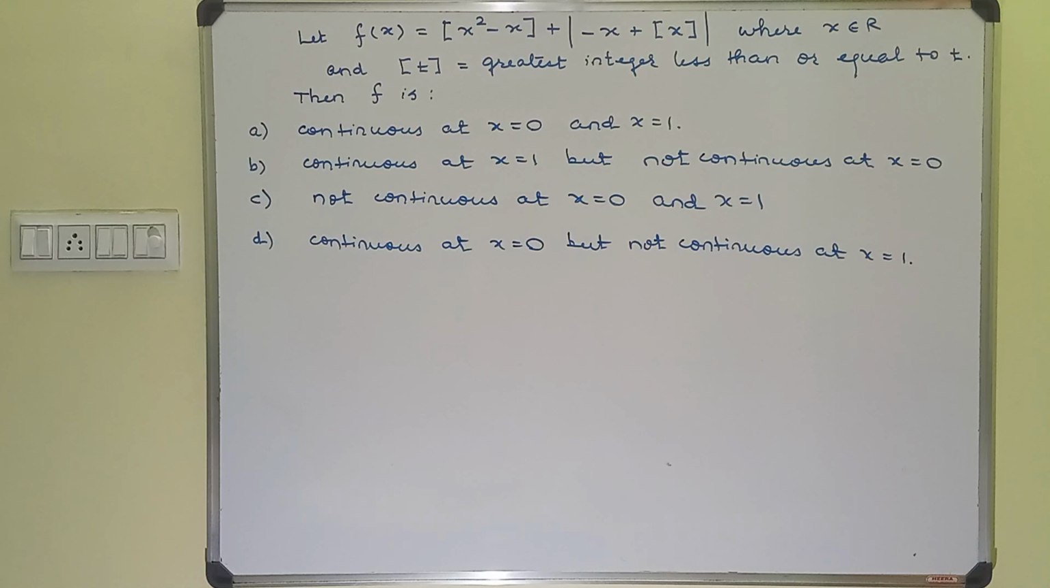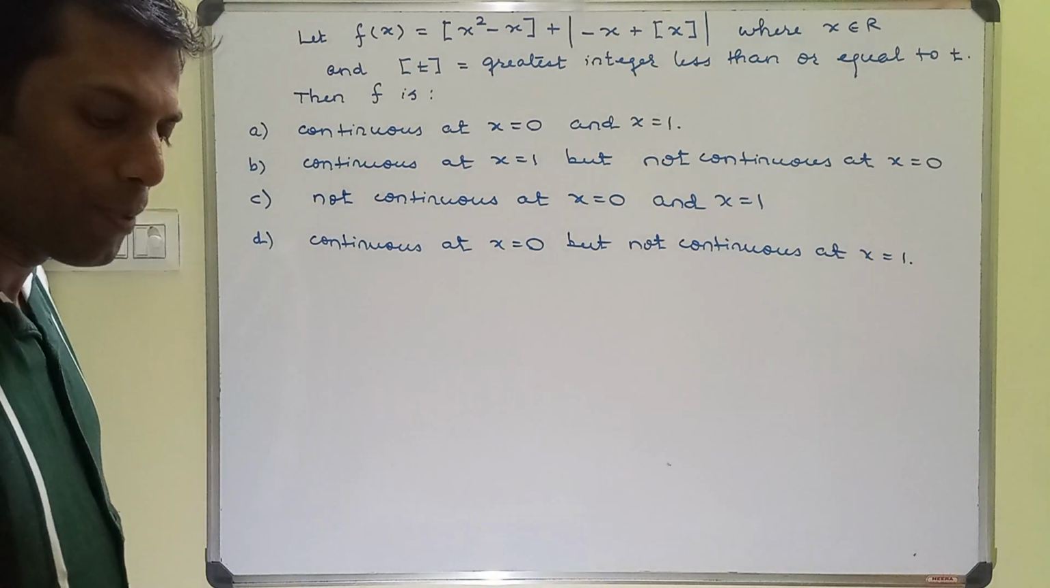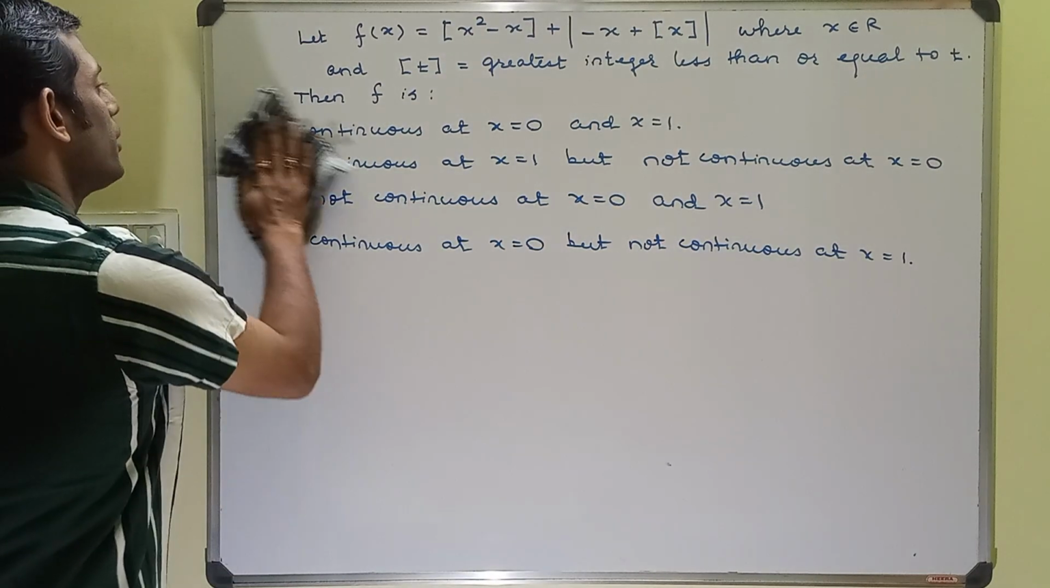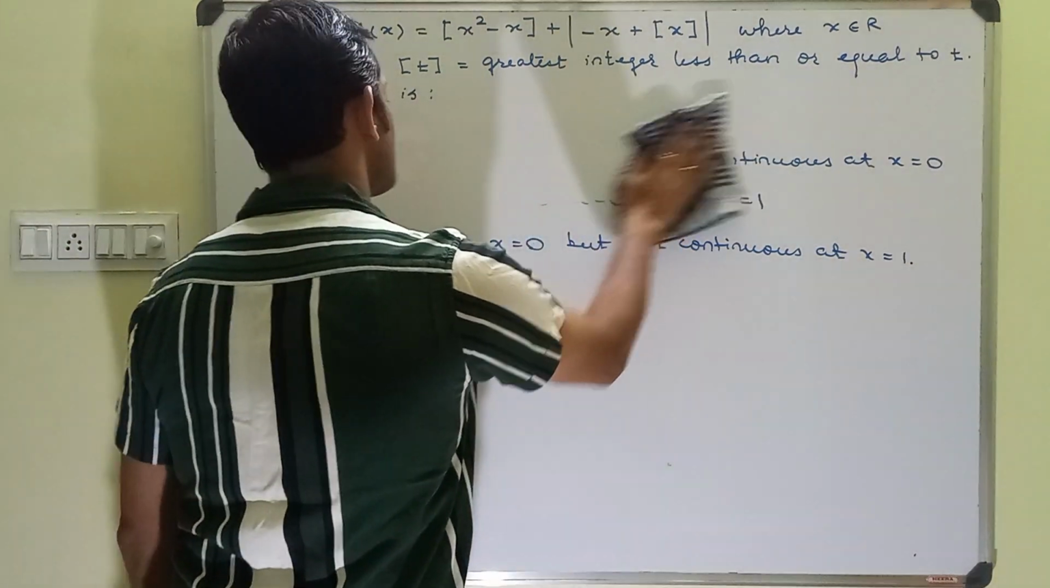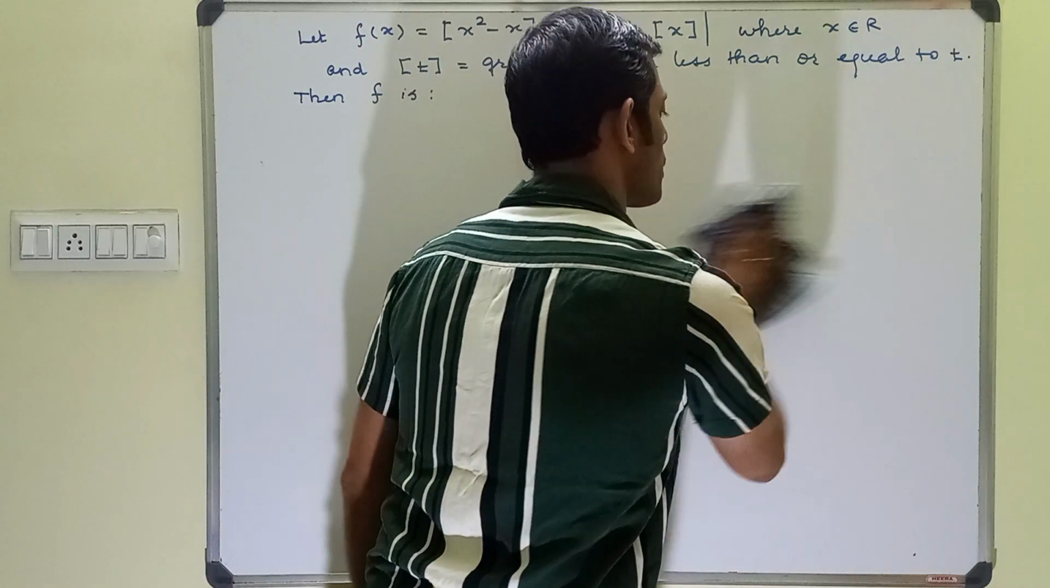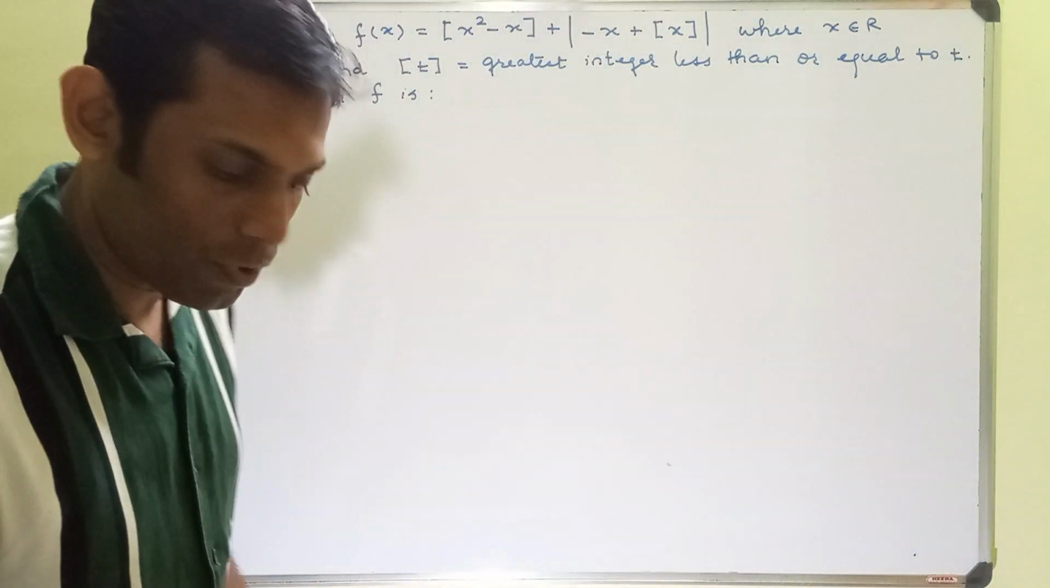Take a close look at the question. It's a very simple question where box of x square minus x plus modulus of minus x plus box of x is given. You need to test the continuity at x equal to 0 and at x equal to 1. This is a simple question, I agree. But I will give you a simpler solution for this. And look at the solution, what we exactly do.